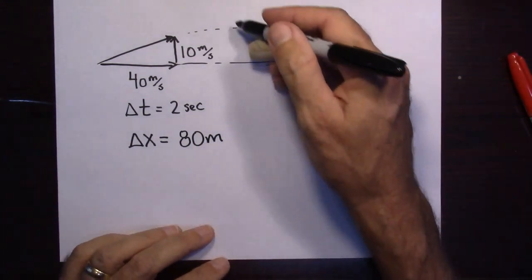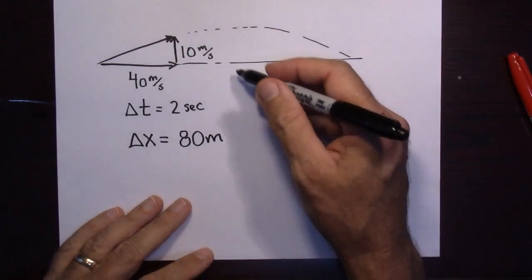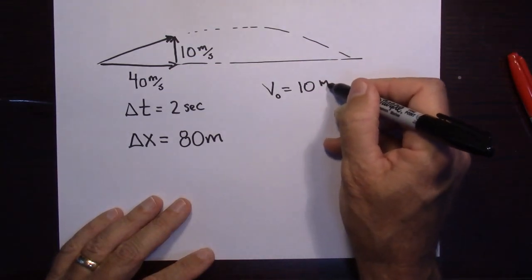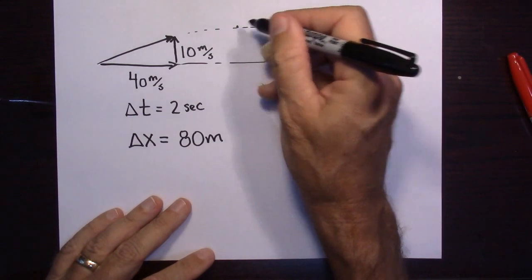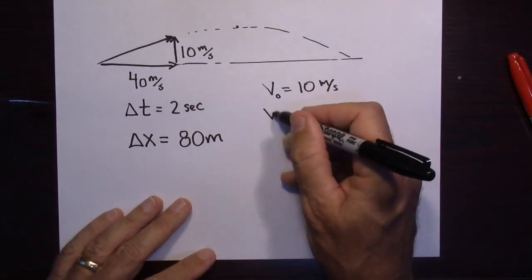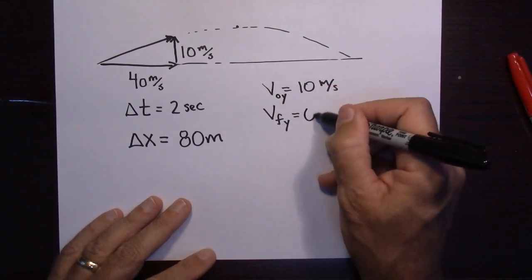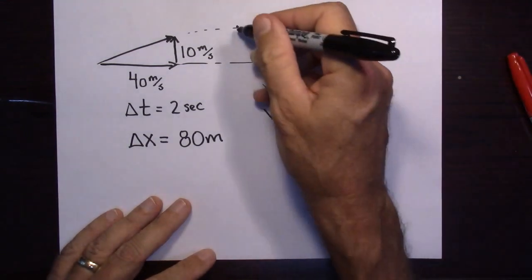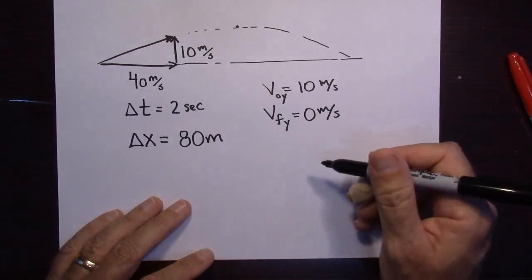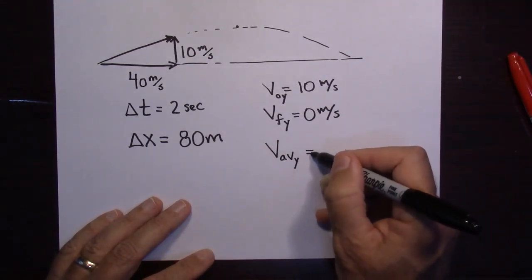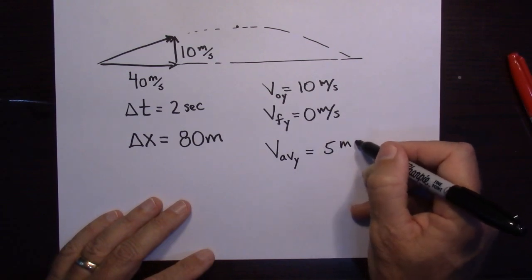Okay, what about the height? Well, you started out with an initial velocity of 10 meters per second, and to get to the very top, it's going to have a final velocity in the y direction of 0 meters per second. It's not moving up or down. So your average velocity in the y direction is 5 meters per second.